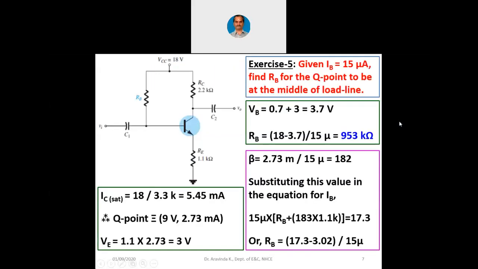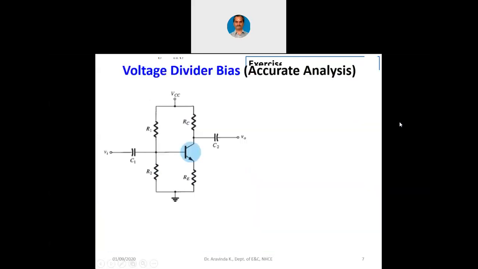We have this voltage divider bias. And I had already discussed this voltage divider bias as accurate analysis and approximate analysis. This is just a revision now.